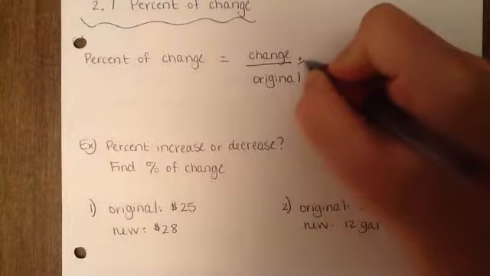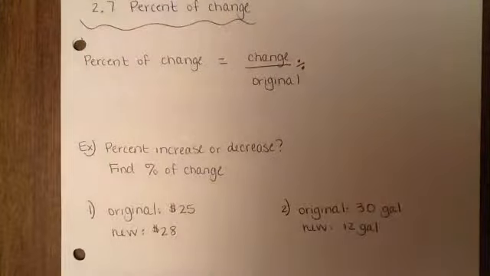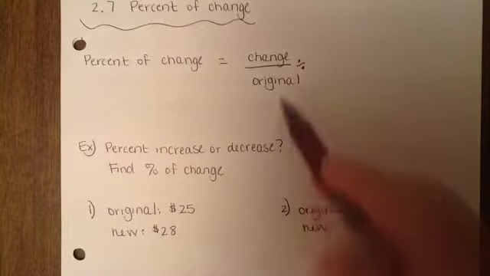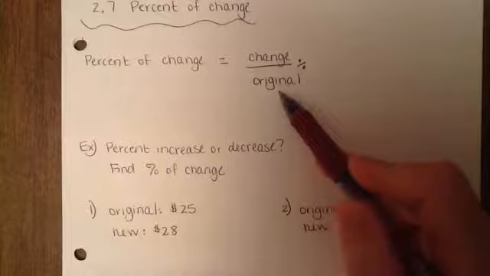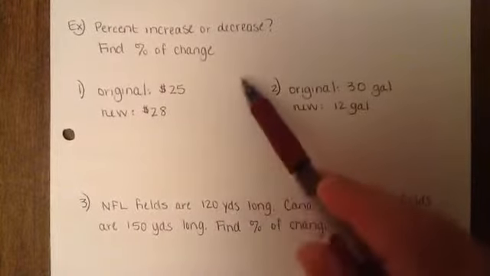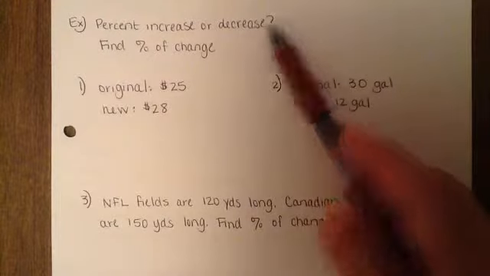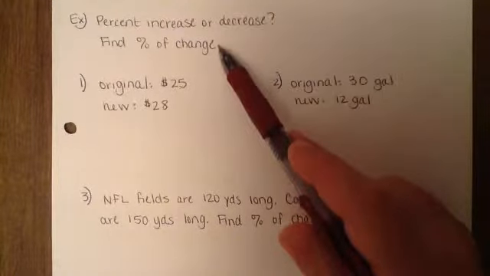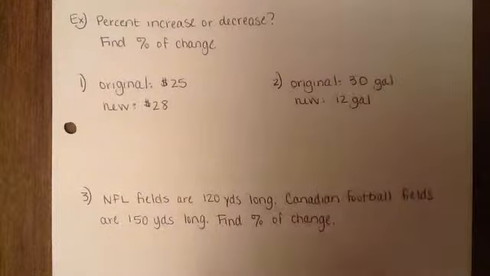That fraction bar is a division. So figure out, how do they change? Do they go up or do they go down, and by how much, compared to always what you started with? So for these examples, we're going to decide, is it an increase or decrease? And then knowing that, we are going to find the percent of change.